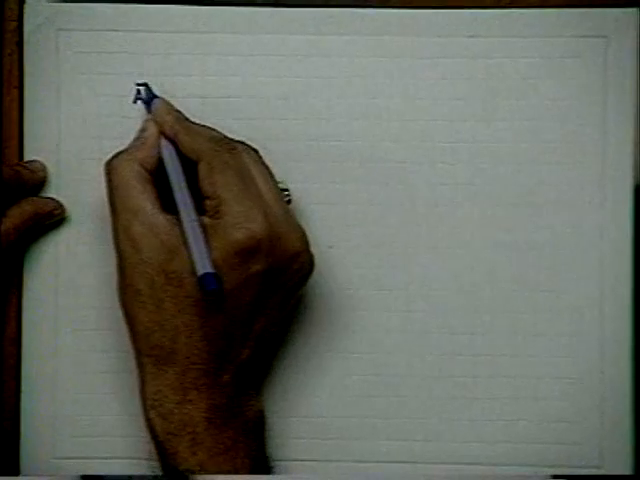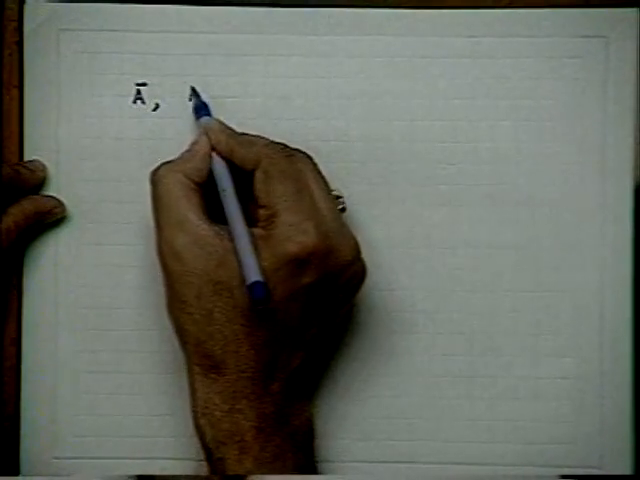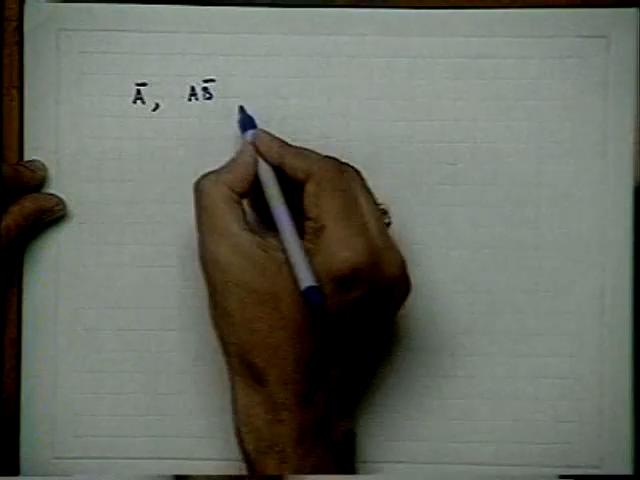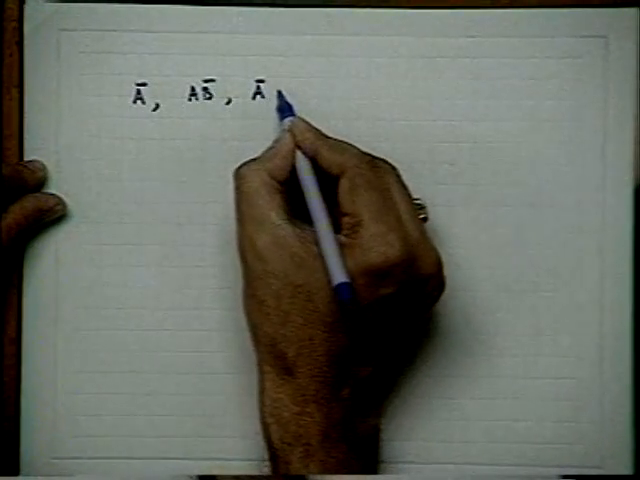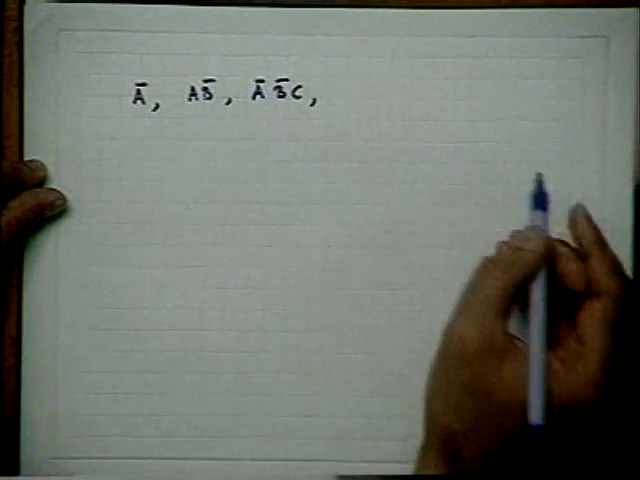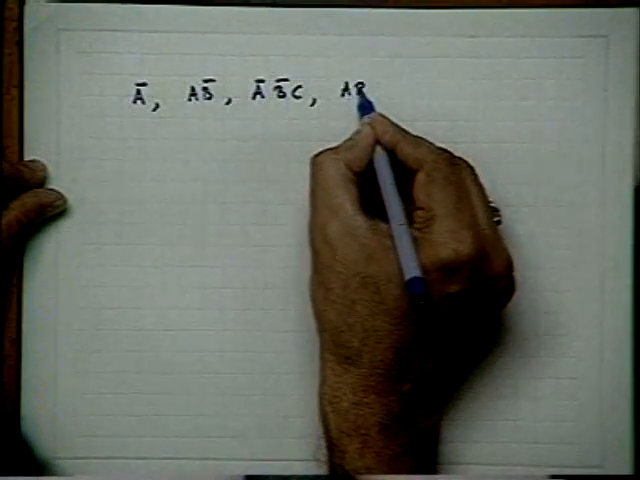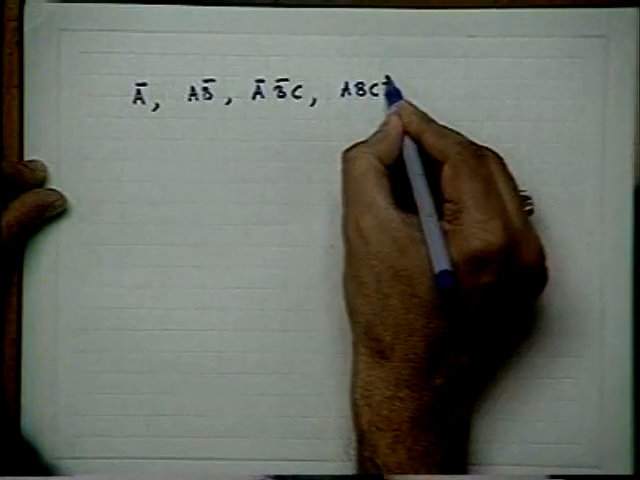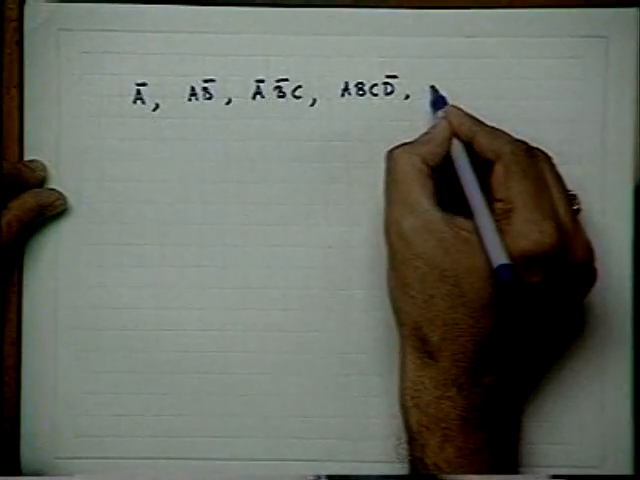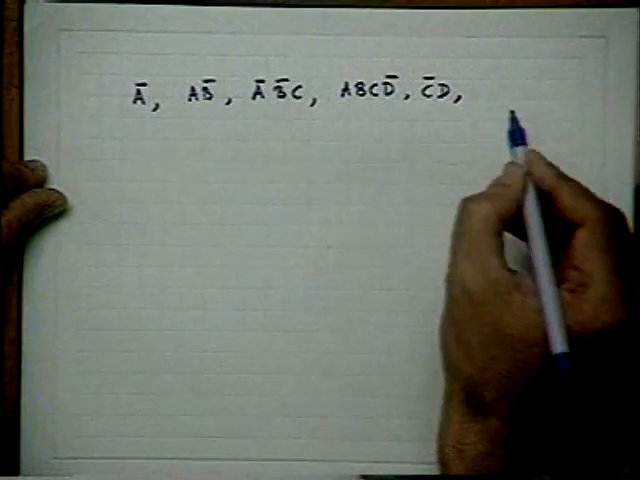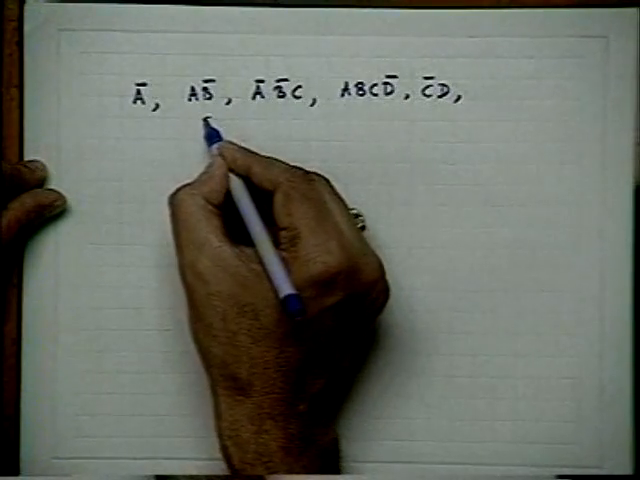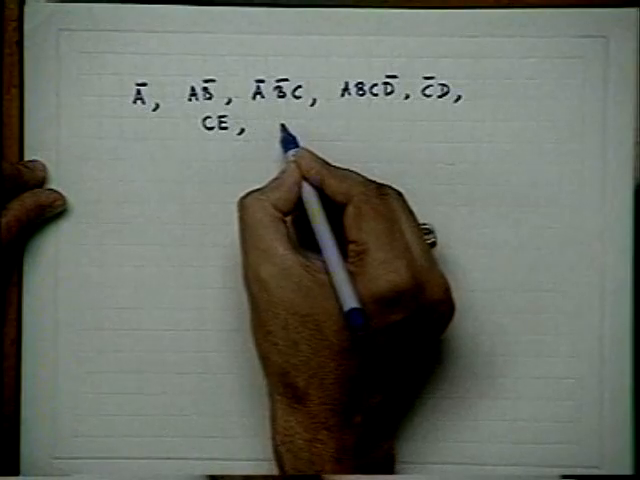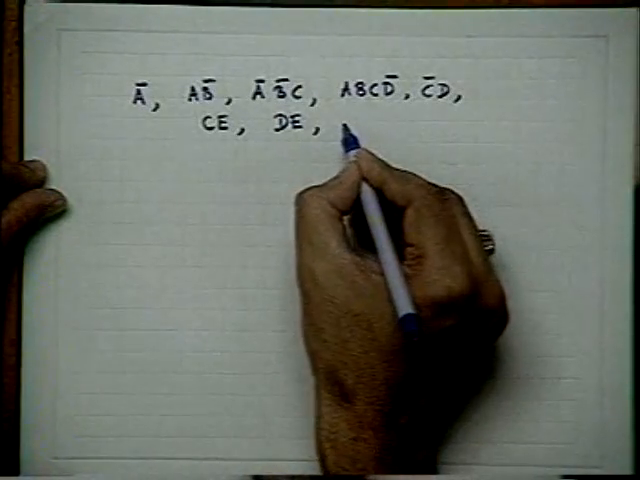And that's what I am doing here, if you see, I am arranging the product terms in this fashion, the same way I arranged them earlier. A bar, A B bar, A bar B bar C, A B C D bar, C bar D, C E, D E, and E.